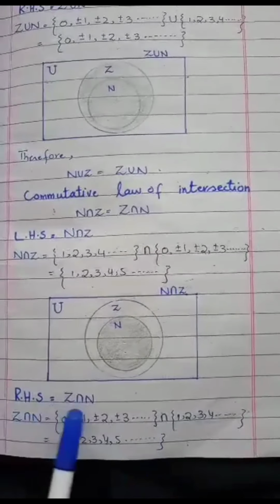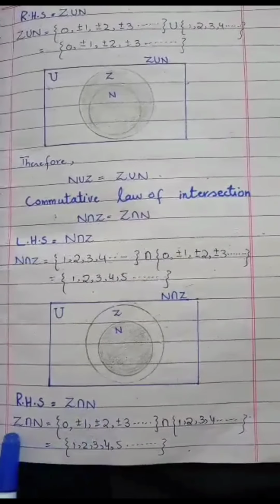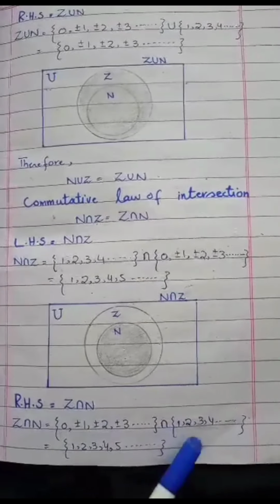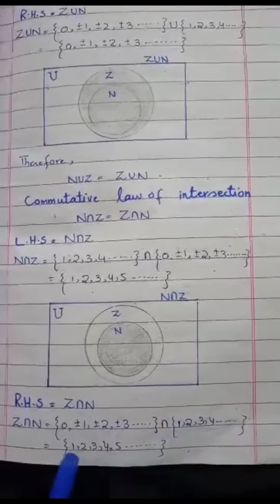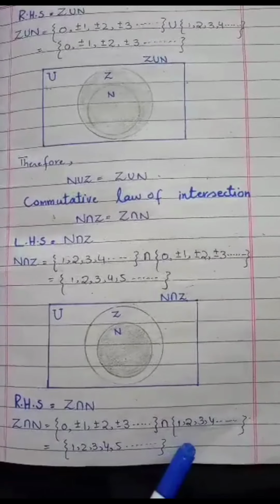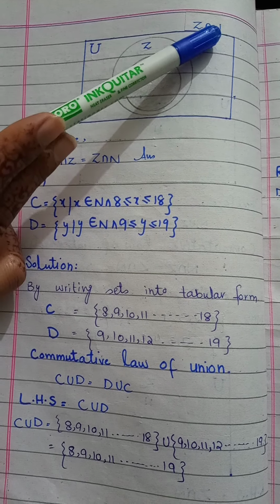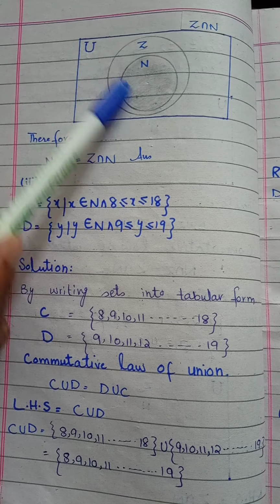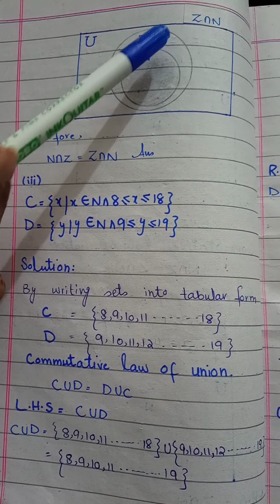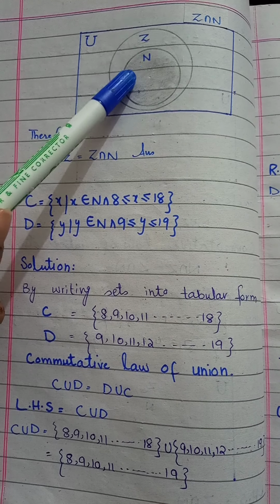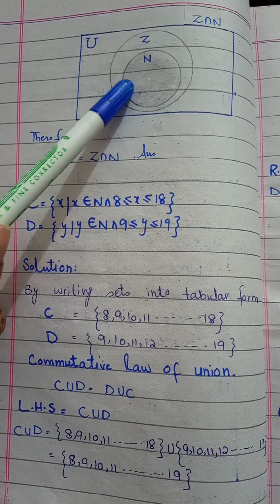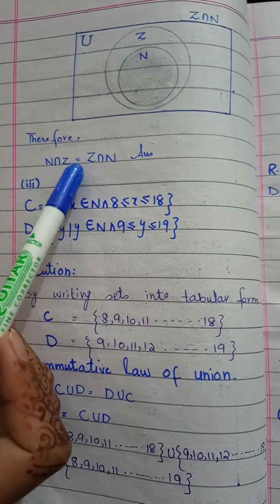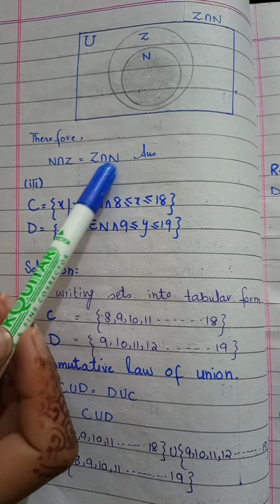Right hand side equals Z intersection N. Z is a set of integers and N is a set of natural numbers, and the intersection of both sets is 1, 2, 3, 4, 5 and so on. Z intersection N. Through Venn diagram only N part is shaded because of intersection, and in intersection only the same values are written, so only the N part is shaded. Therefore, N intersection Z equals Z intersection N.